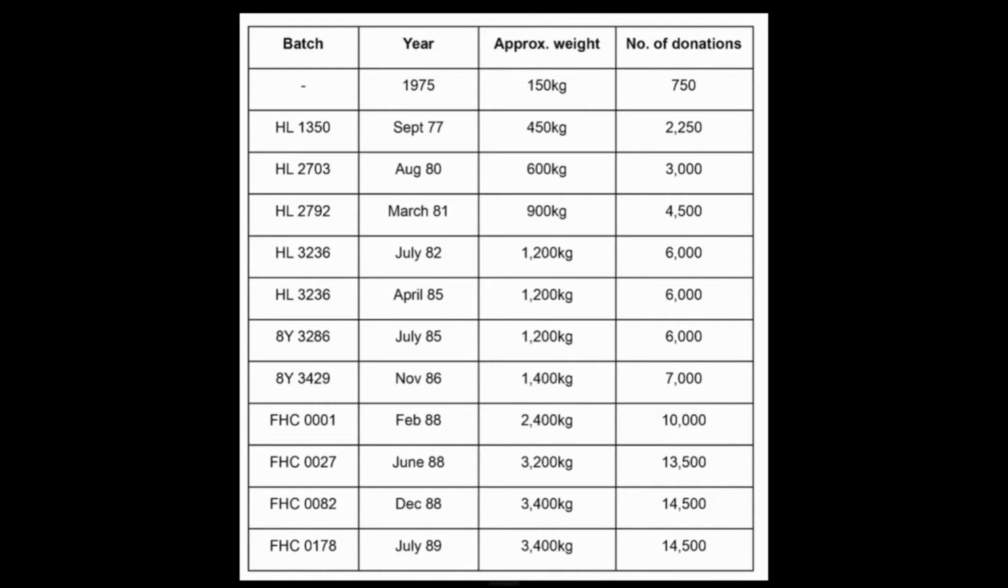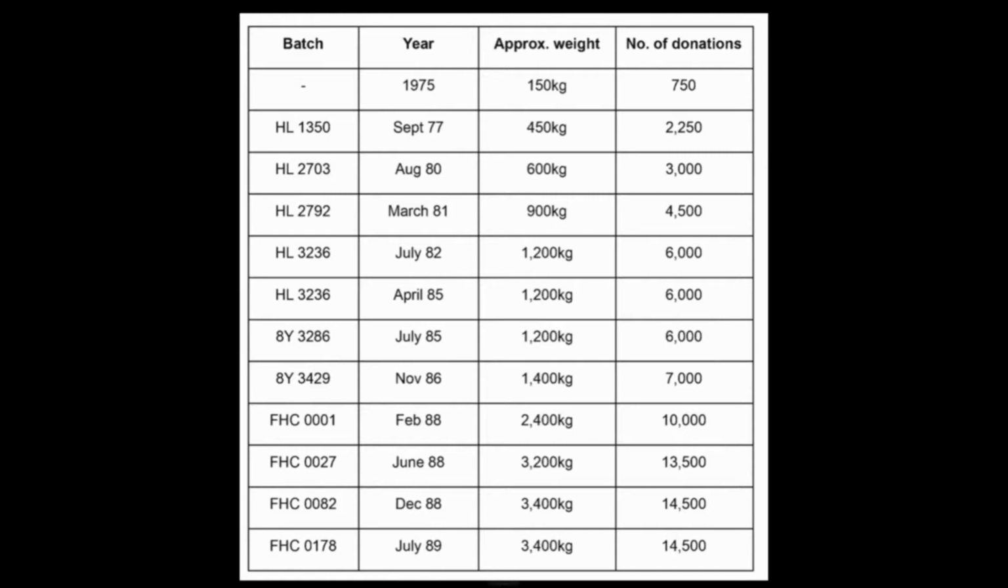I pause there to note that the figures from September 77, August 1980, March 81, July 82, and April 85 are all given by reference to specific batches of HL, the intermediate purity, non-heat treated product. So presumably, Dr. Snape has gone back to the records and checked those batches and given those figures accordingly. But he refers to the weight as an approximate weight, and obviously the donations figure is derived from the calculations that we have just been discussing.